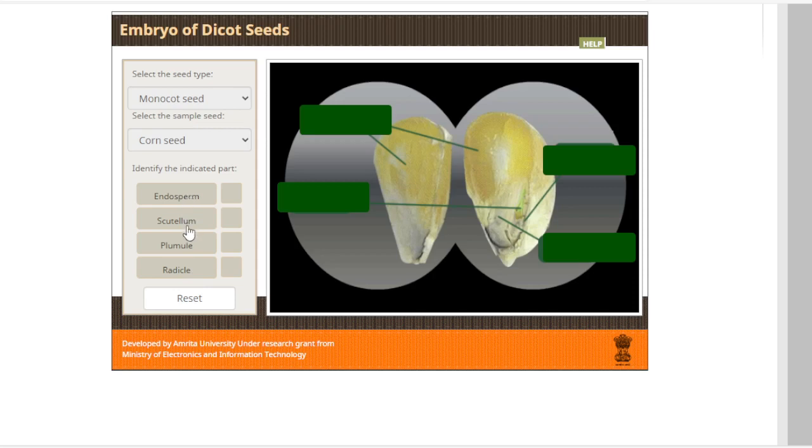Okay, radical, endosperm. We will have to check out which part could be called endosperm. Let's see if it is. No. If this is endosperm, no. Is this endosperm? No. Okay, so this is the endosperm.